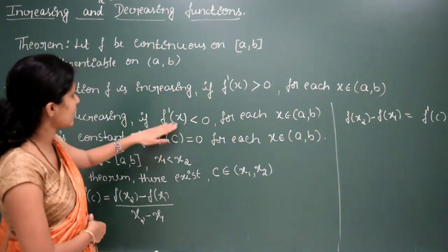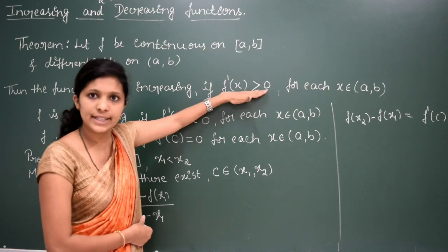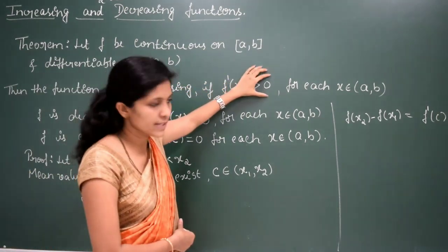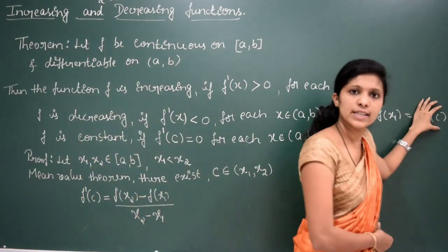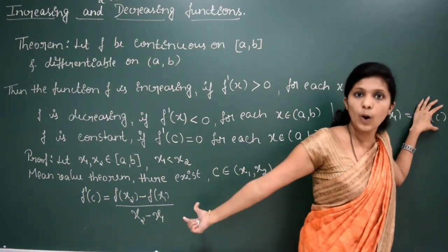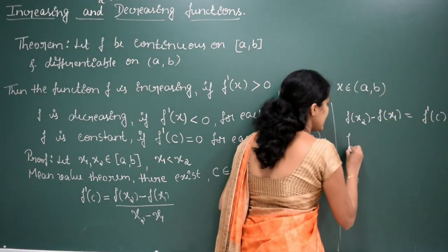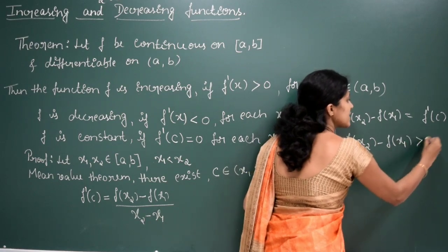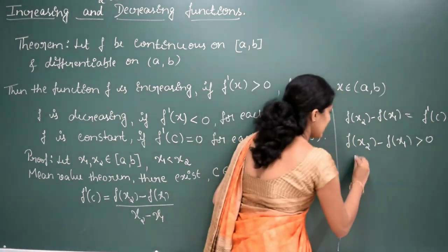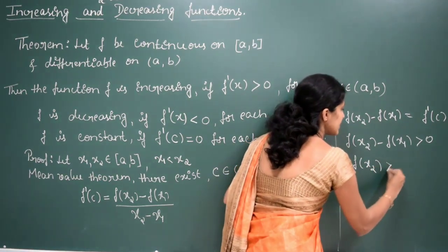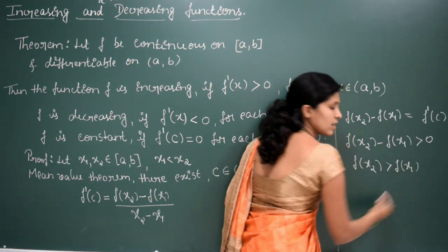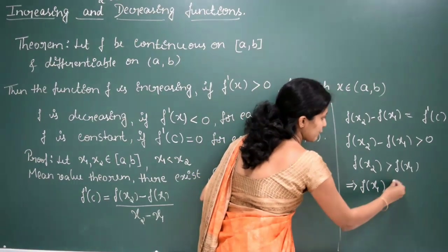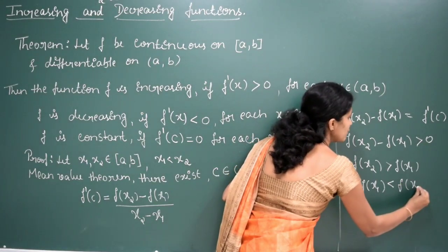Already we have considered that the value of f dash of x is greater than 0, so we have to prove that it is increasing. Obviously f dash of c is also greater than 0 because c belongs to the open interval. So f of x2 minus f of x1 is greater than 0, right? By this we can write f of x2 is greater than f of x1, or by rearranging the same thing, f of x1 is less than f of x2.